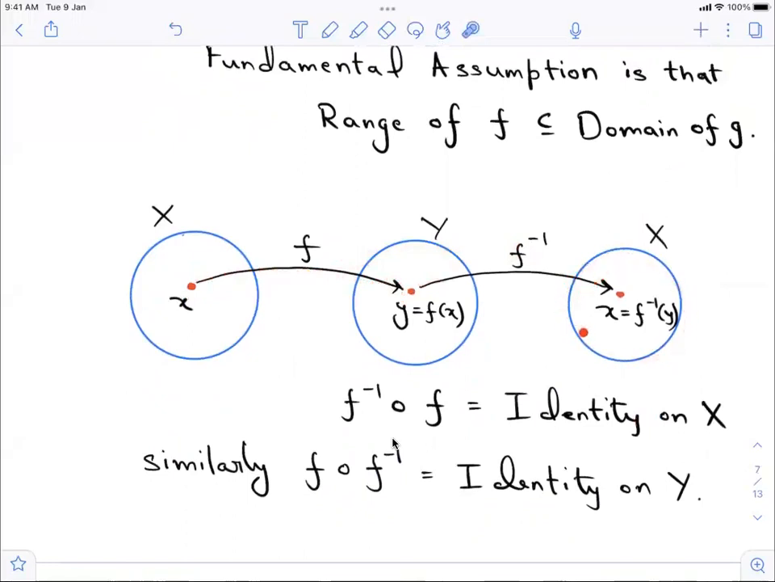Just to understand this composition a little better, X is being sent to Y via F, and then Y via F inverse is being sent to this X again. So this composition of F inverse is basically taking X to X. So it's the identity map on X. Similarly, composing F with F inverse gives you the identity map on Y.